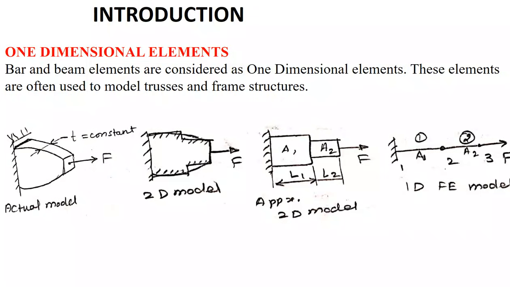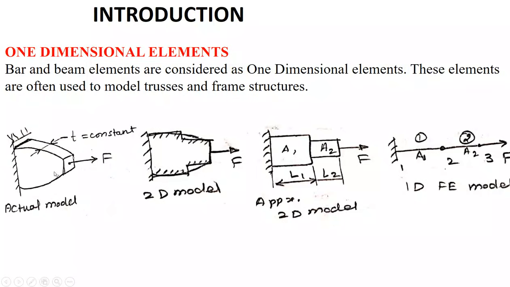In general, the one-dimensional elements will be classified as either bar or beam. That classification is based on the loading condition. This bar and beam will finally be considered in truss and frame structures. So here is how the real-time structure will be converted into a finite element model.